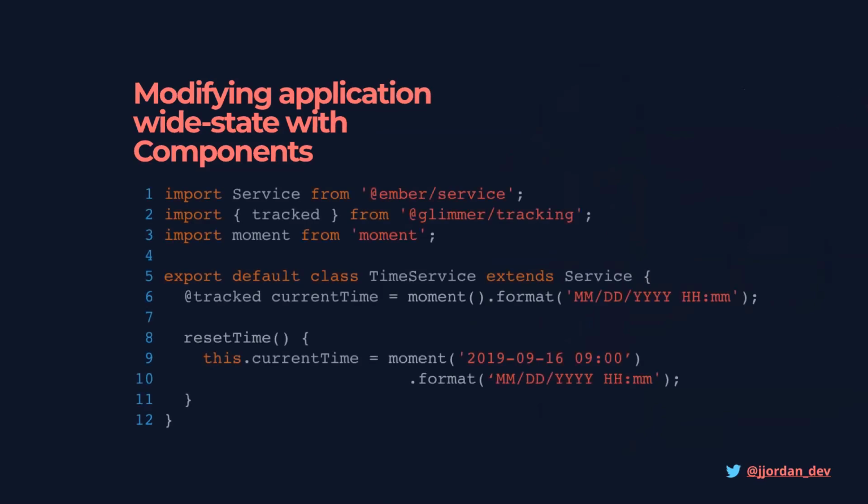And if you look at an example, you could, for example, have a service that has a property current time that is displayed in different places of the application, and then also this helper method reset time, where you set this time to another value when it's executed.